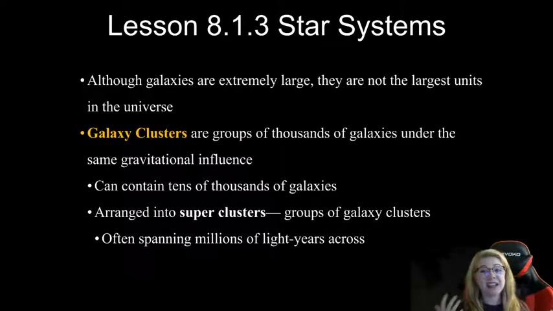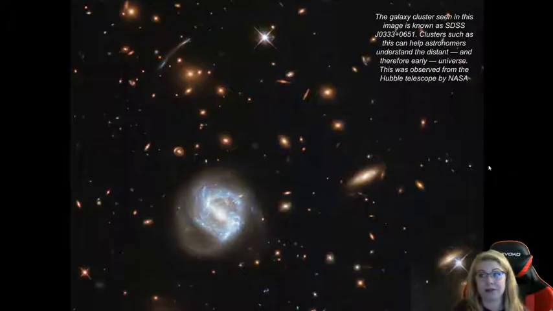They can contain as many as tens of thousands of galaxies, basically all clumped together. And they get arranged into superclusters, which are groups of galaxy clusters, often spanning millions of light years across. So again, huge, huge, huge. If you get anything from that, galaxy clusters are even bigger than galaxies, and both of them are just immense in size. Light years and light years across.